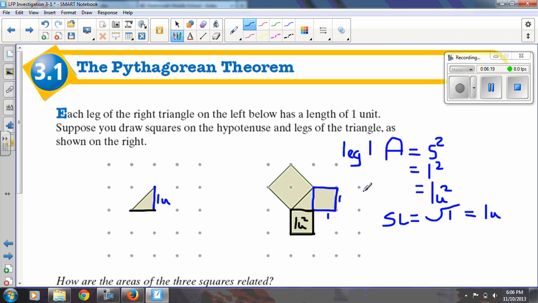which also means that the leg 2 has a side length of square root of 1 or just 1 unit. Okay, so I'll put that over there.